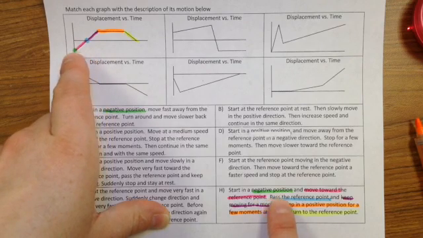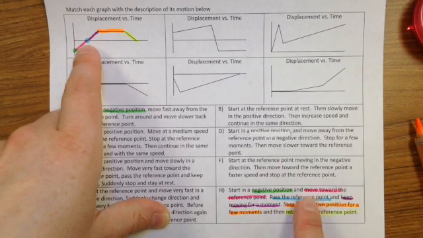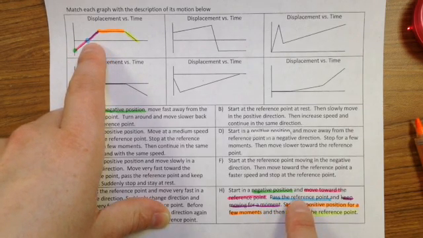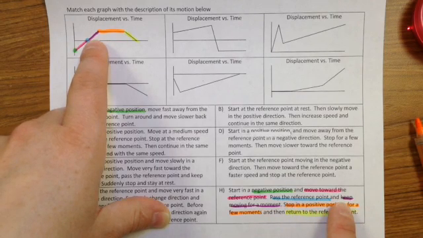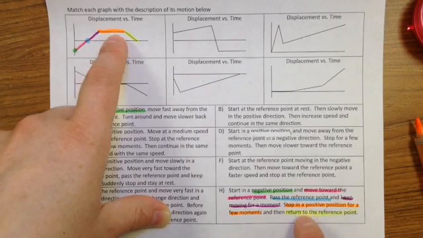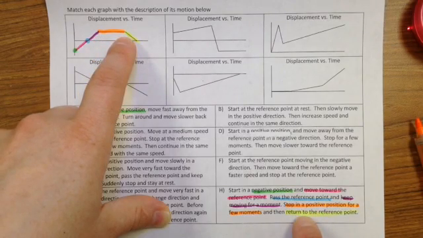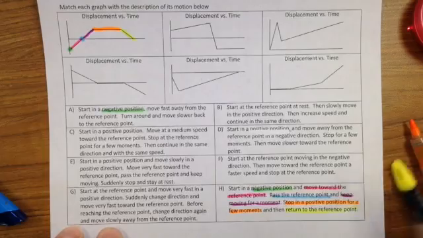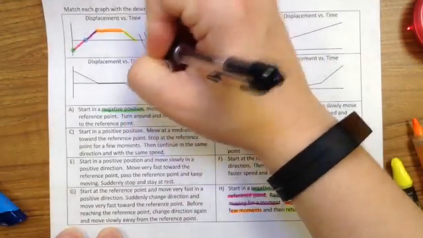So starting in a negative position, in pink moving towards the reference point, the dot in blue is passing the reference point, the section of purple keep moving for a moment, our section in orange is stopped in a positive position for a few moments, and yellow return to the reference point. So this graph description is H.